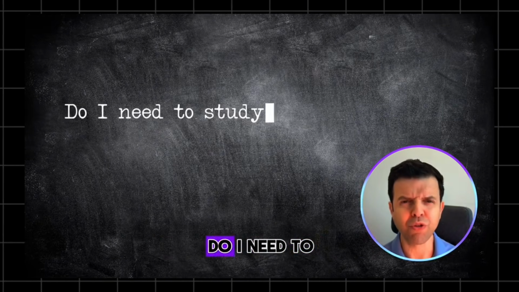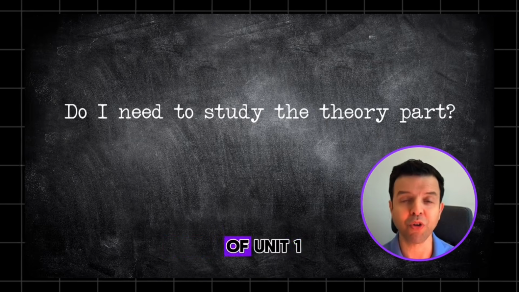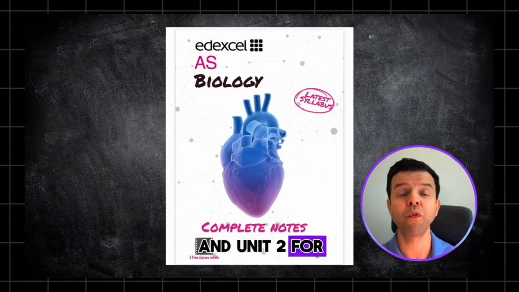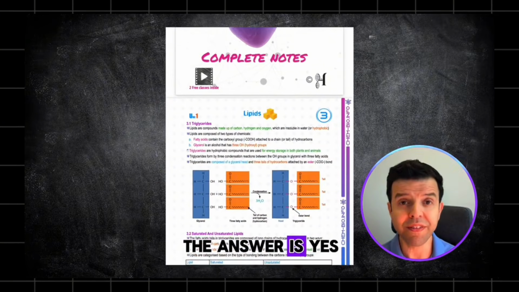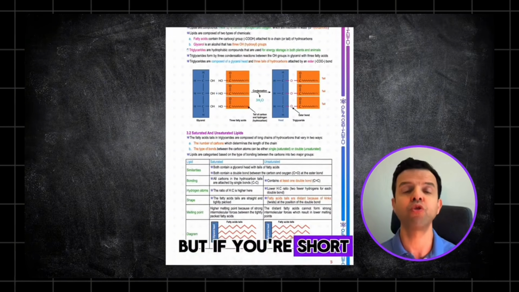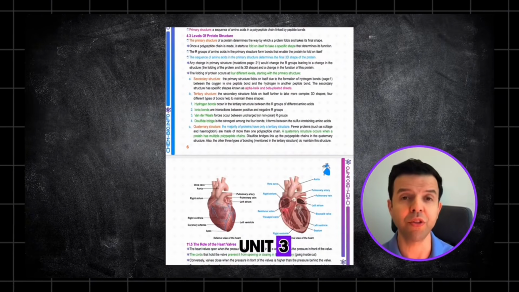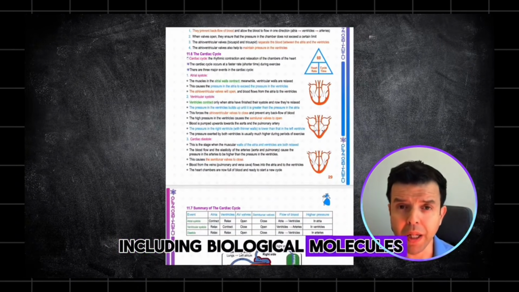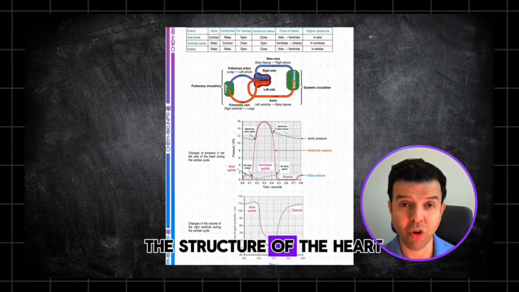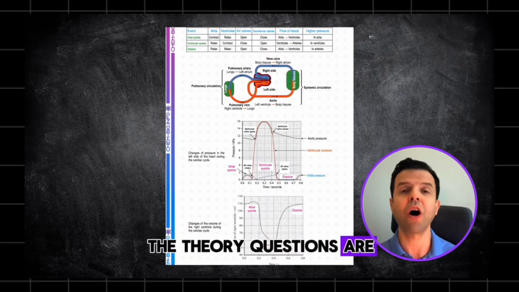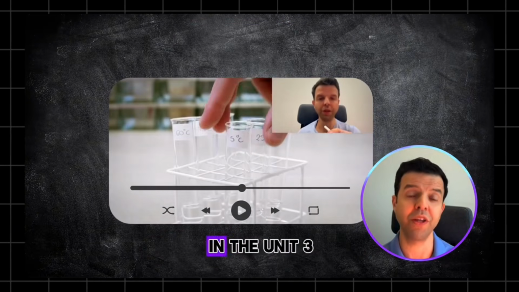Many students ask me, do I need to study the theory part of Unit 1 and Unit 2 for the Unit 3 exam? The answer is yes, but if you're short of time, there are topics that come more often in Unit 3, including biological molecules and the part about the structure of the heart. Nonetheless, the theory questions are only worth few marks in the Unit 3 exam.